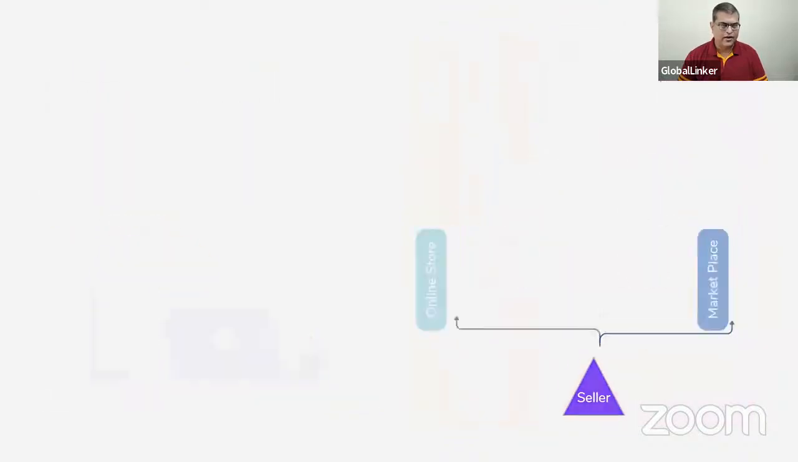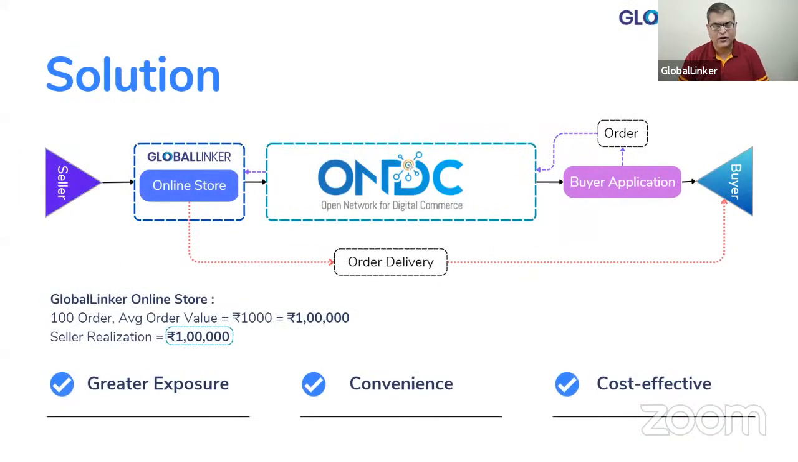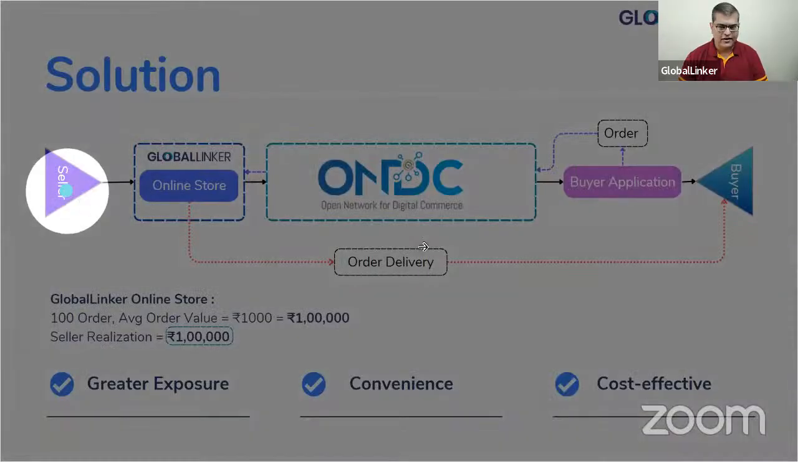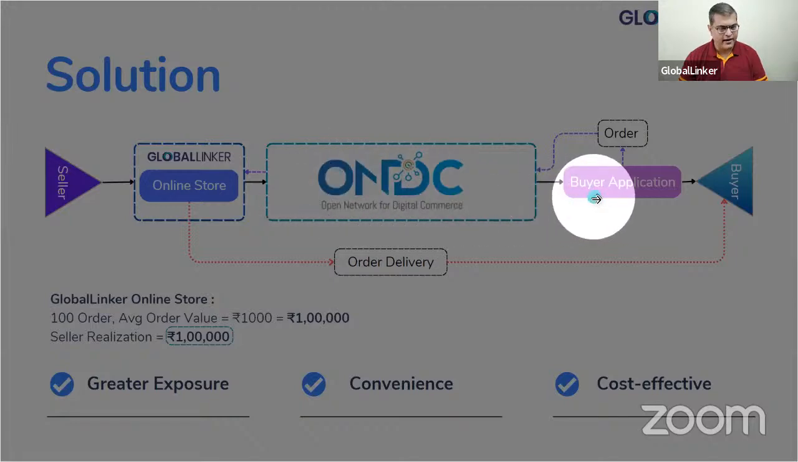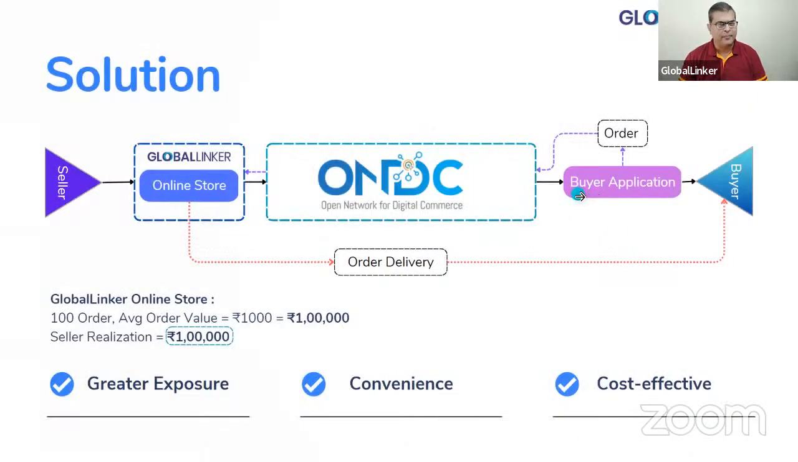Now let's move on and understand how these dynamics, or how these commercials, or how these numbers will change with ONDC. So this is where again we have you as the seller and we have the buyer. Now, as a seller, you are joining through GlobalLinker and you are creating your online store. This is your online store. Now, you are pushing your products through the ONDC network. This is where we have the ONDC network. And on the other end of the ONDC network, we have the buyer application. Now, you may be wondering, what is a buyer application? For example, Paytm is a buyer application, or PhonePe is a buyer application, or Craft Villa, or My Store.